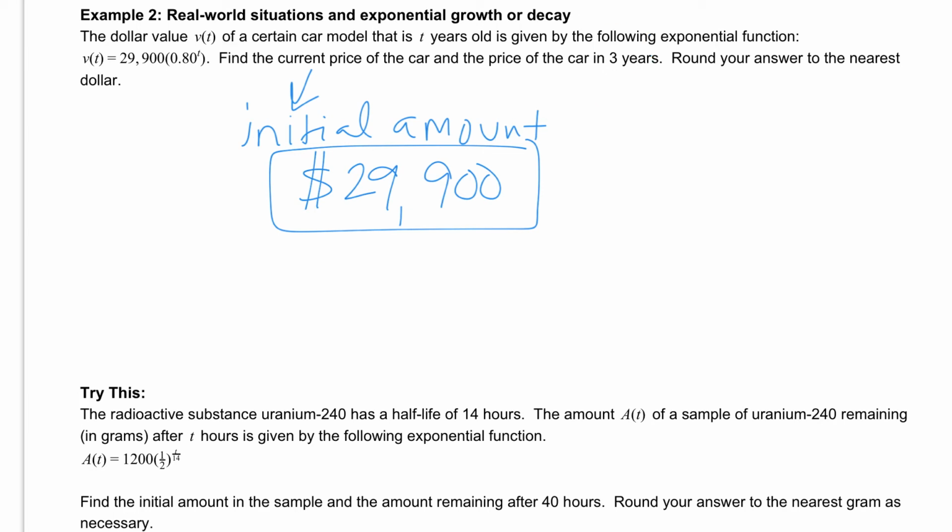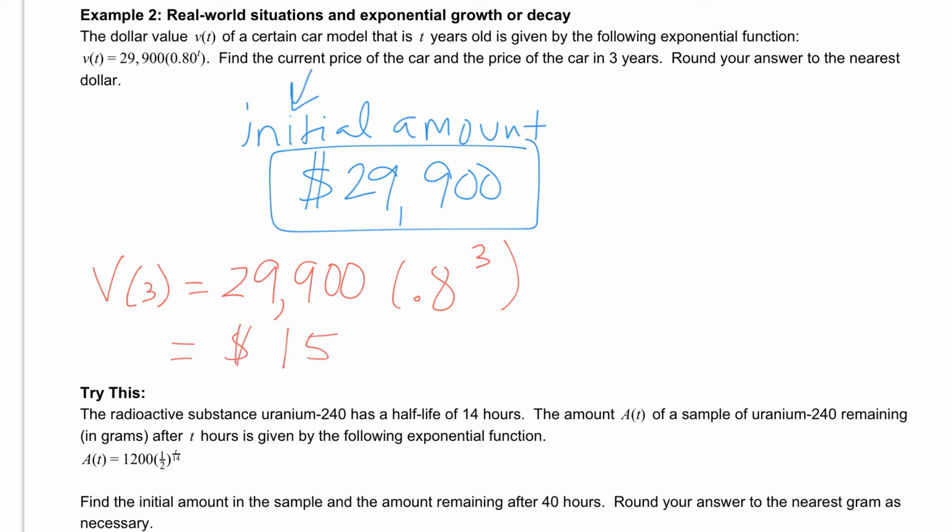We also want to find it after 3 years. So we're basically finding V of 3, which would be 29,900 times 0.8 raised to the third. Just plug that straight into your calculator, and it says to round to the nearest dollar. If you round to the nearest dollar, you get $15,309.